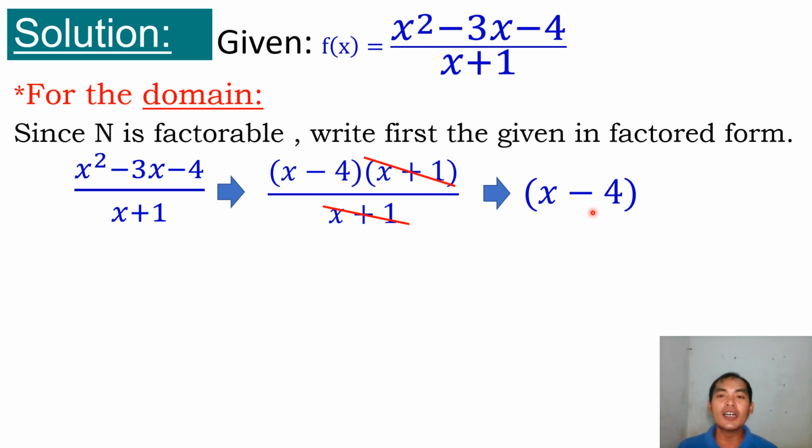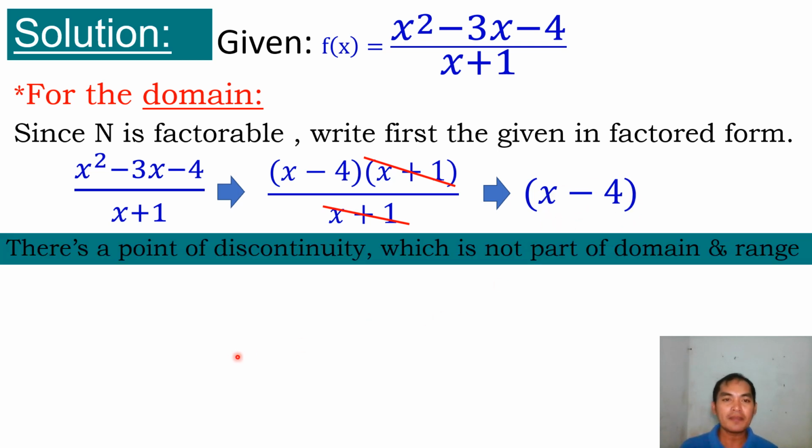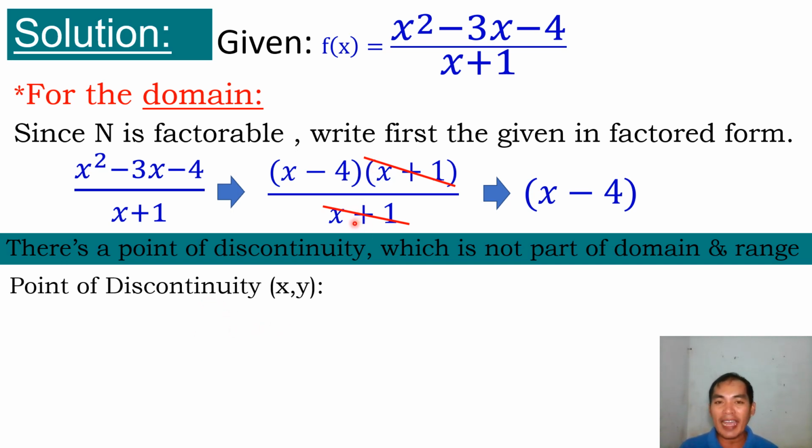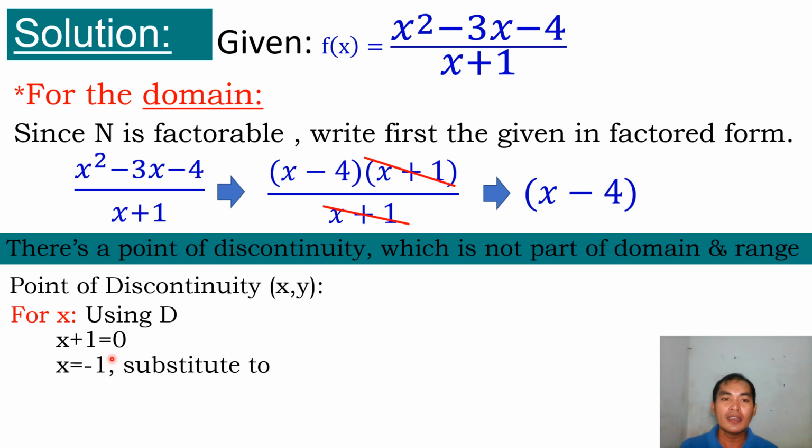Okay. So, ito na yung reference natin. Take note that there is a point of discontinuity which is not part of the domain and the range. Therefore, to get for the domain, we solve for x, yung kinancel natin sa denominator and numerator. We solve for x. X plus 1 equals 0. Then x equals negative 1. Then substitute to y. So dito na tayo magsu-substitute sa remaining, hindi sa kinancel. Kung ano yung natira, doon natin isu-substitute yung value ng x na kinancel natin.